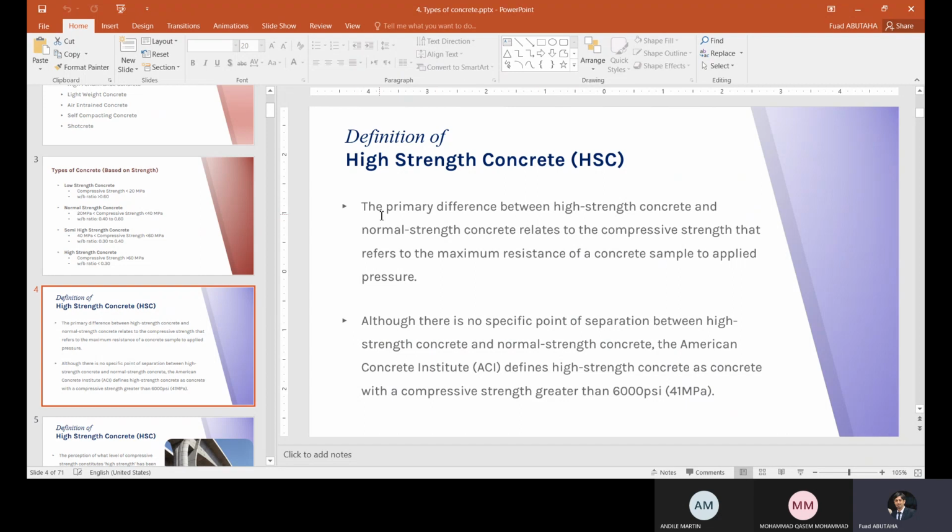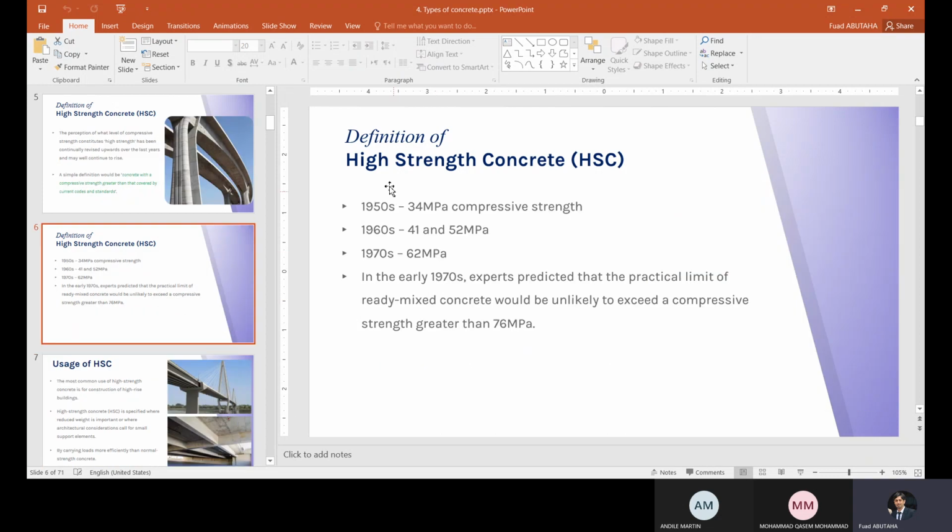The simplest definition of high strength concrete is concrete that has high compressive strength. So high strength concrete is related to its compressive strength. The concrete that has high compressive strength, we can call it high strength concrete.